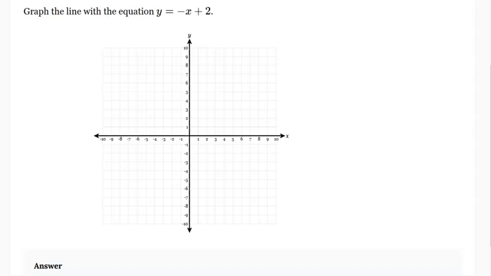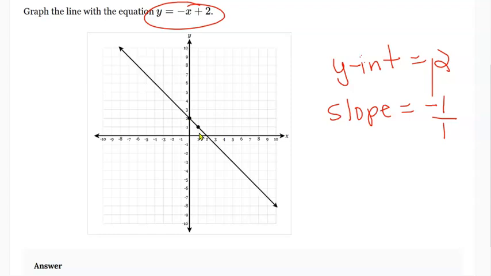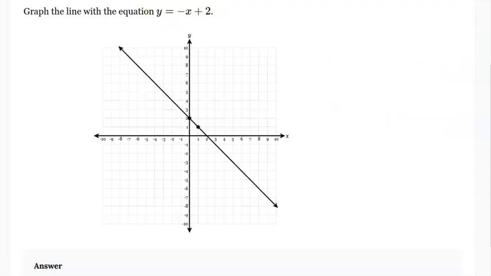The equation is -x plus 2. That makes the y-intercept 2. But the slope has no numbers. It just has a negative sign. So you put a 1 in both of those positions. We click on the y-intercept of +2, and then we rise -1, and we run +1. And there's our line.